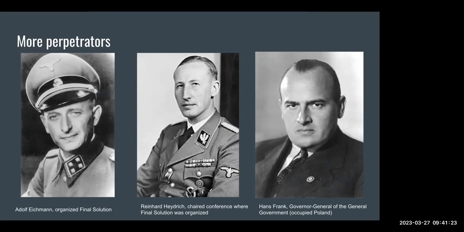And on the right, we have Hans Frank, who was the governor general of the general government, which was occupied Poland, where most of, in fact, all of the death camps were. We'll talk about the death camps in a second. He was in charge of organizing that area, of running that area, of governing that area, and he was also executed by the Allies after the war.